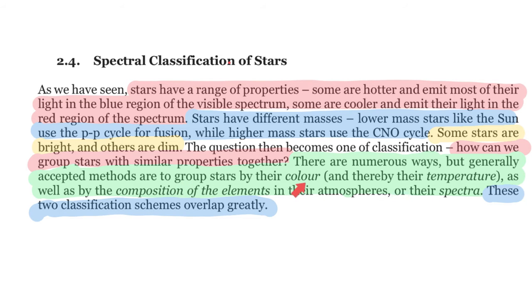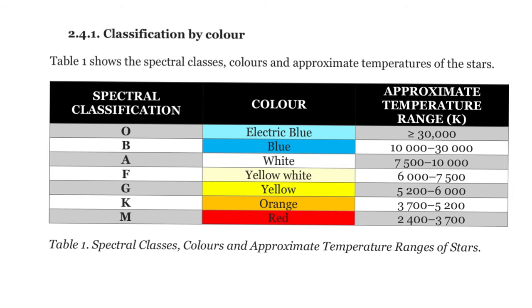So there are numerous ways of doing it, but generally the accepted methods are to group stars by their color and thereby their temperature. We've learned through Wien's displacement law that temperature and color, wavelength, hence frequency and color, are related. And then also by the composition of the elements in their atmospheres, and we know this through atomic and molecular spectra. So these are the two classification systems that we are going to look at, and they overlap greatly. So let's start off by classifying by color.